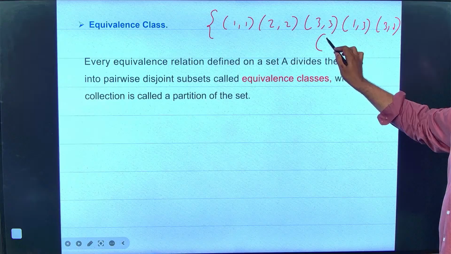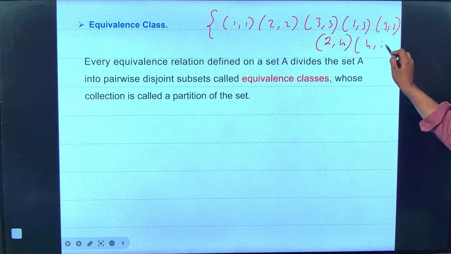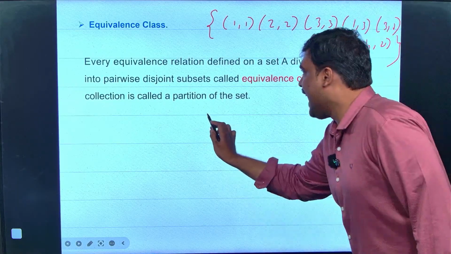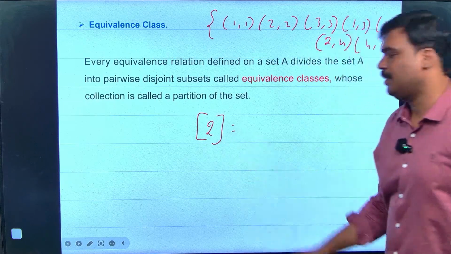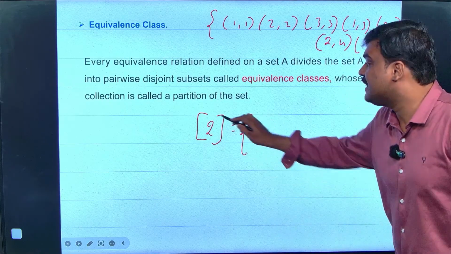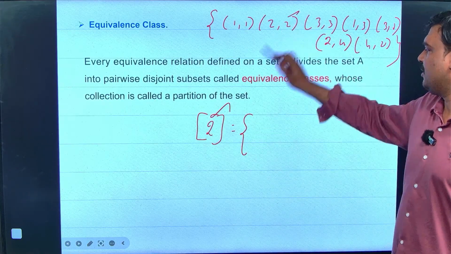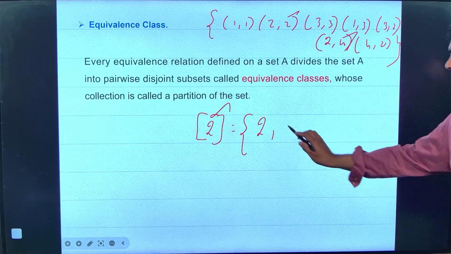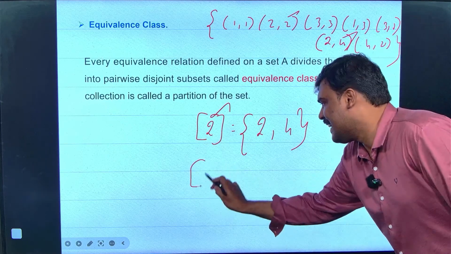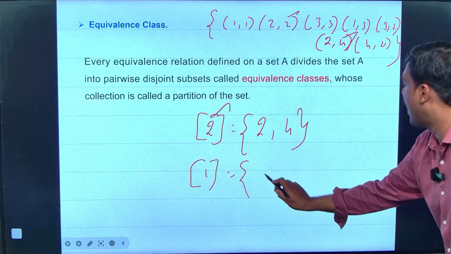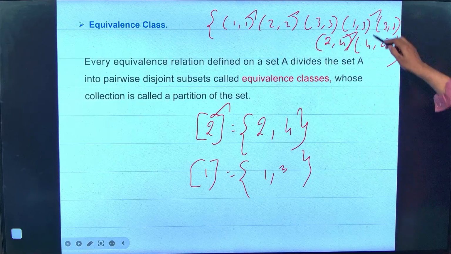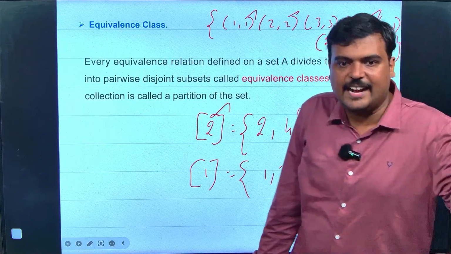2,4 4,2, I have written something. Don't check whether it is an equivalence relation or not. For now, if I say equivalence class of 2, I write it with brackets and 2 inside. What does it mean? We have to see what are all the elements related to 2. Whether 2 is related to 2, yes. 4 is related to 2. So this is called the equivalence class of 2. What is the equivalence class of 1, sir? 1 and 3. Yes. You also write its codomain, its range, whatever it is related to.